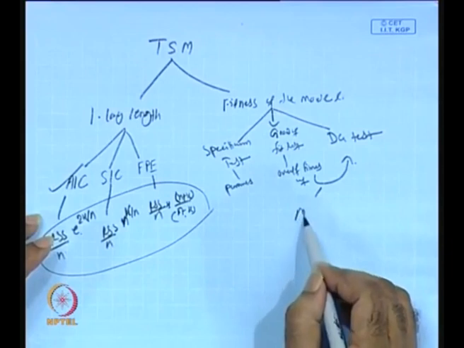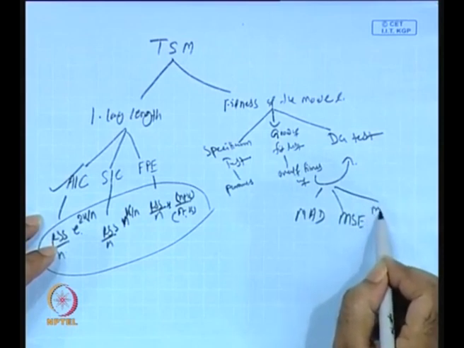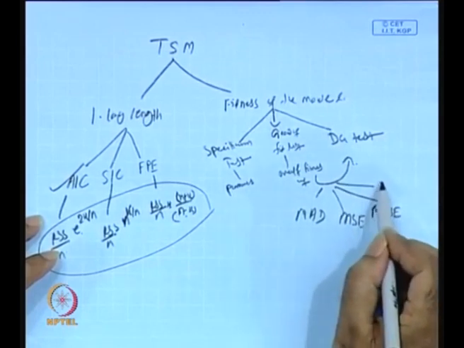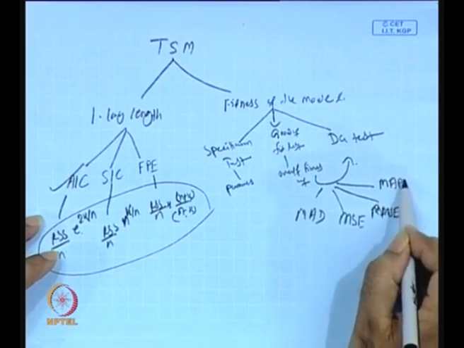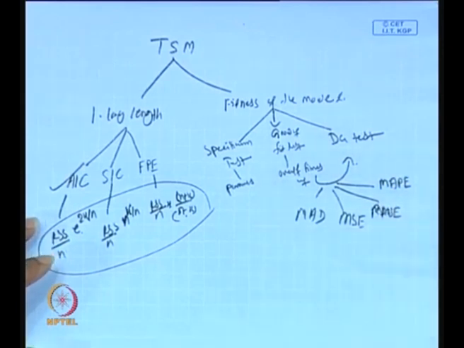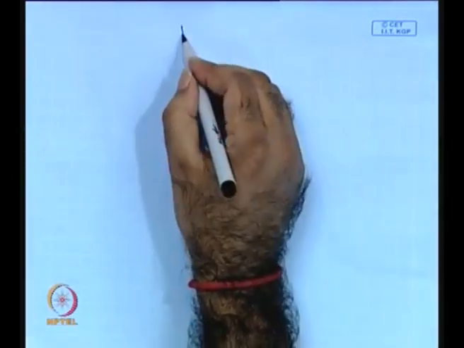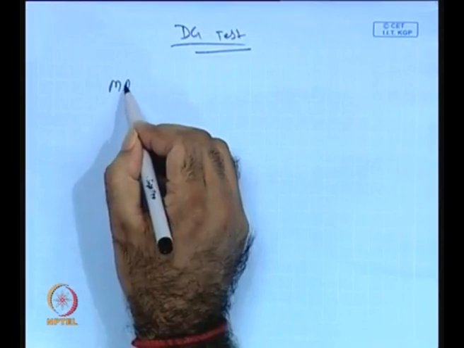In the case of digit test, we have a number of tests like MAD, MSE, root mean square error, and mean absolute percentage error. That means mean absolute deviation, mean square error, root mean square error, and mean absolute percentage error. Let me highlight what all these things are. So digit test is very important here. First is MAD, mean absolute deviation.